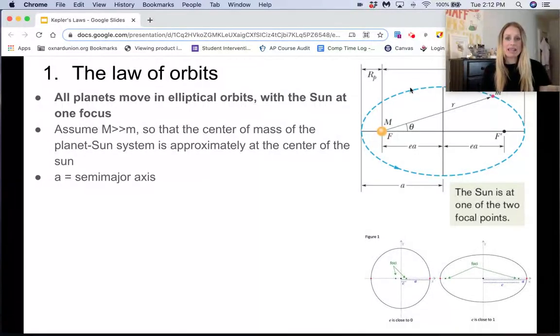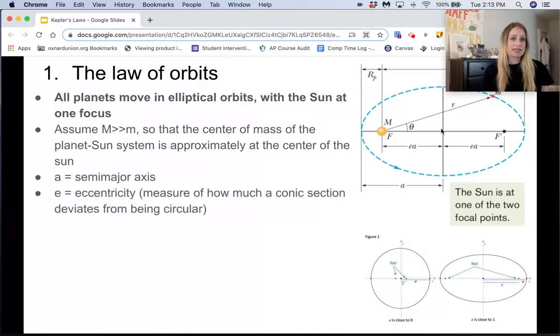Now a here, which we can see in the figure, is this distance right here. This is called the semi-major axis. And what this means is it's basically the largest radius of this elliptical shape. So that's called a semi-major axis.